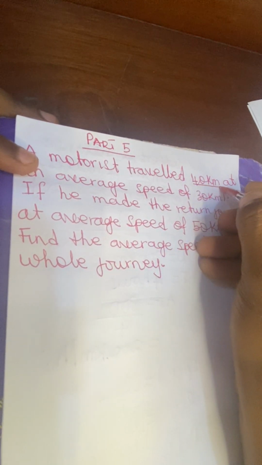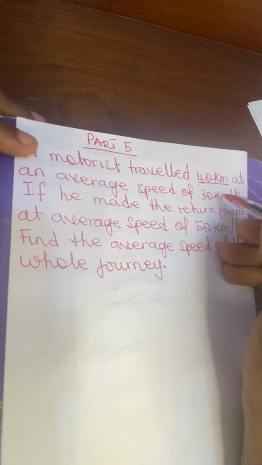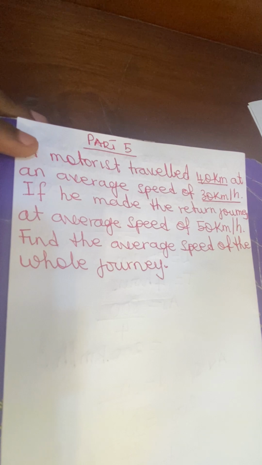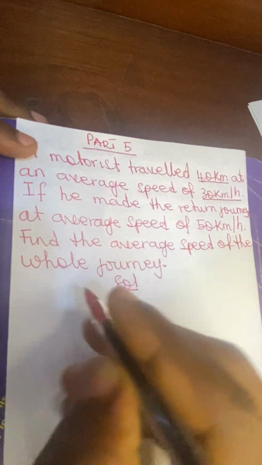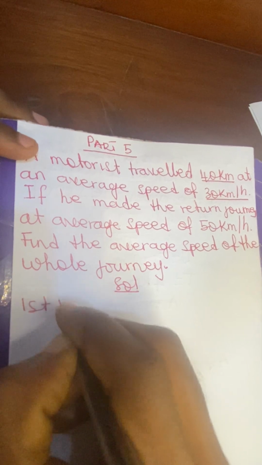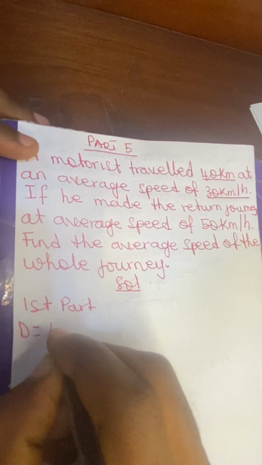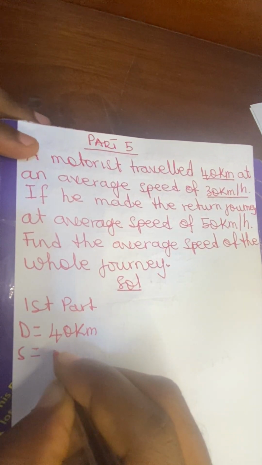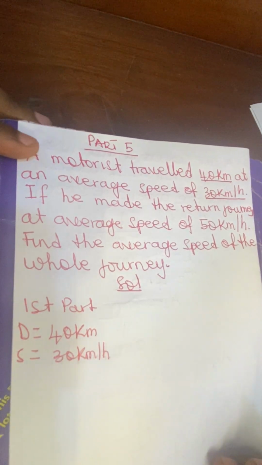We have the distance, that's as he was traveling, and for that distance, the speed was 30 kilometers per hour. So for the first part of the journey, the distance was 40 km, and the speed was 30 km per hour.